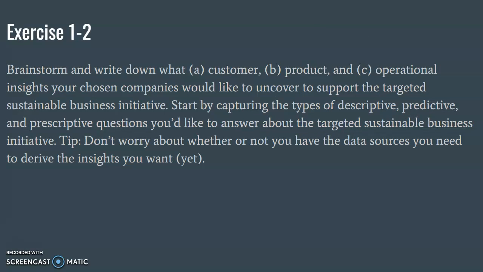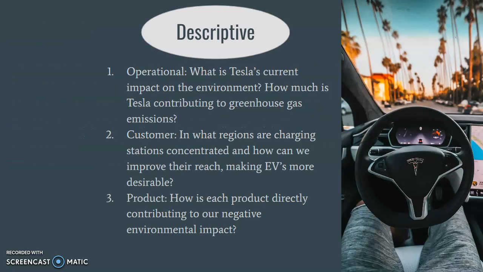Exercise 2 was to brainstorm and write down what A, customers, B, products, and C, operational insights our chosen company would like to uncover to support the targeted sustainable business initiative. We can start by capturing types of descriptive, predictive, and prescriptive questions to be answered, as we did talk about in class this past week.